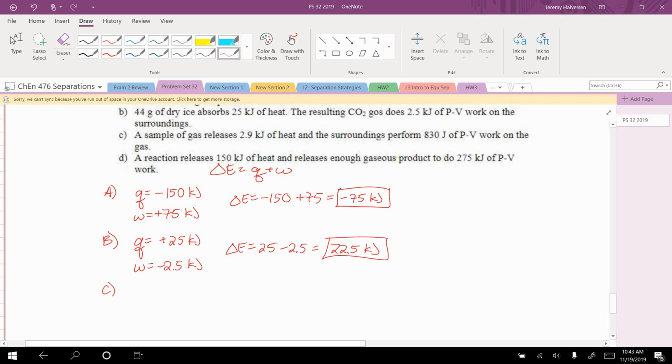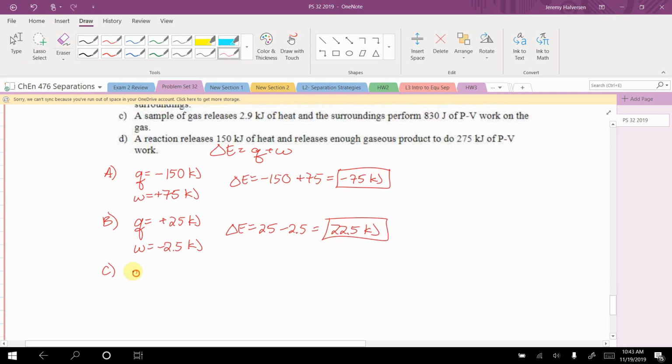Part C, a sample of gas releases 2.9 kilojoules of heat. Releases it, so it's negative. Surroundings perform 830 joules of PV work on the gas. Well, the surroundings are doing it, so it's going to be positive. 830 joules. I'm going to change to kilojoules real quick. So delta E is going to be negative 2.9 plus 0.83, which is going to give me negative 2.07 kilojoules.